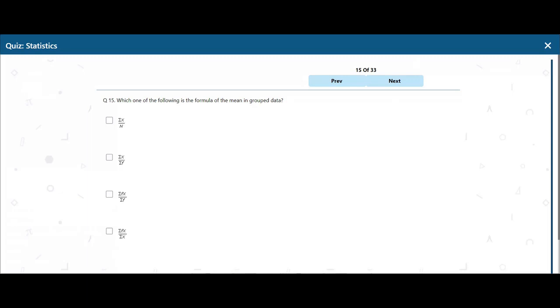Which one of the following is the formula of the mean in grouped data? Ma'am, which is the option correct? 3. Very good. Excellent.